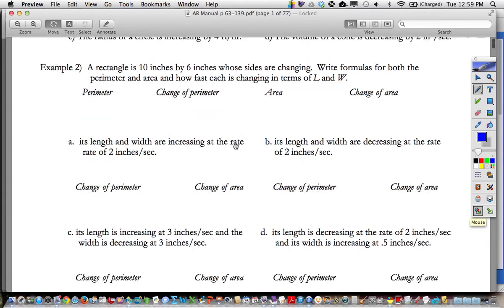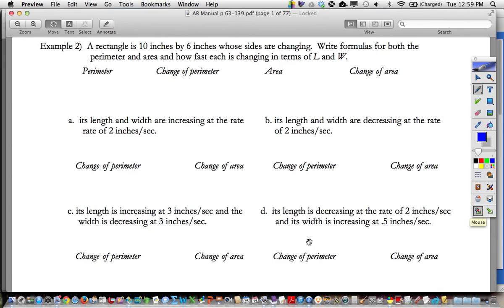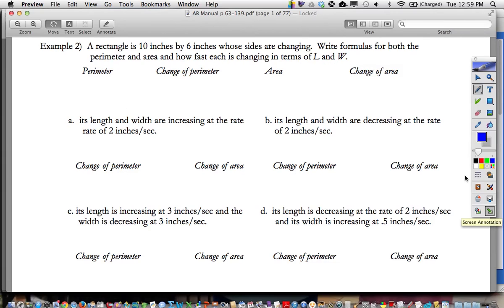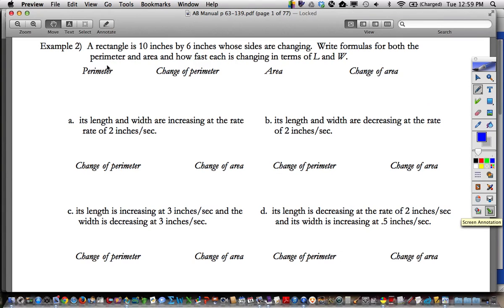Okay, here's the beginnings of a problem like what we'll be seeing. I have a rectangle that's 10 inches by 6 inches whose sides are changing. Write formulas for both the perimeter and the area and how fast each is changing in terms of L and W. So, let's imagine a rectangle. Okay, as a matter of fact, let's do this first. So let's imagine a rectangle, length and width. What's the formula for perimeter?